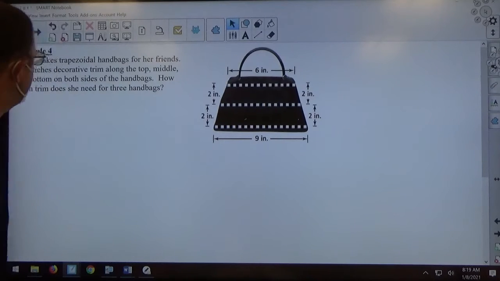All right, Tracy makes trapezoidal handbags for her friend. She stitches decorative trim along the top, middle, and bottom of both sides of the handbag. How much trim does she need for 3 handbags?